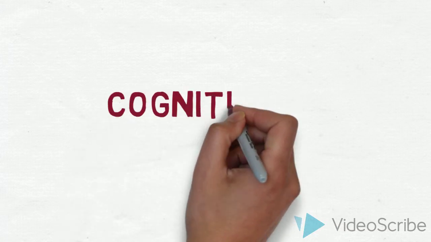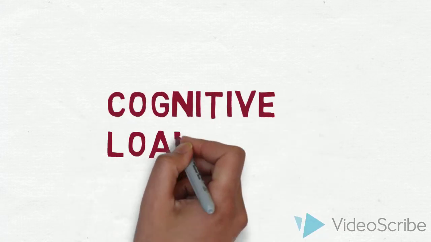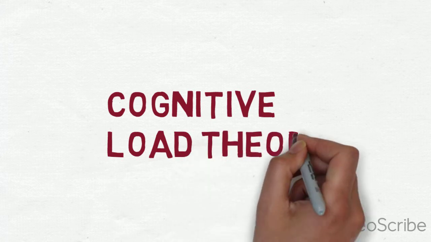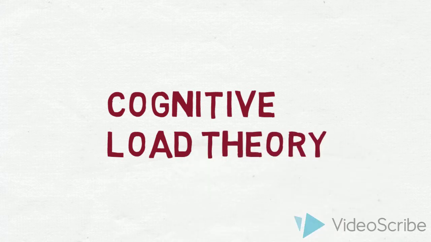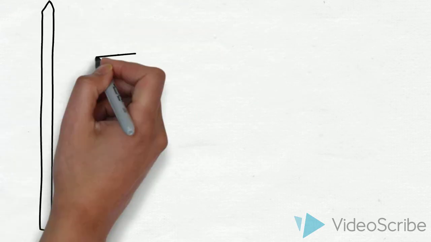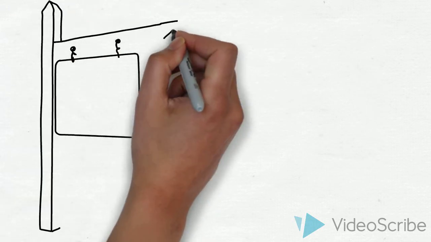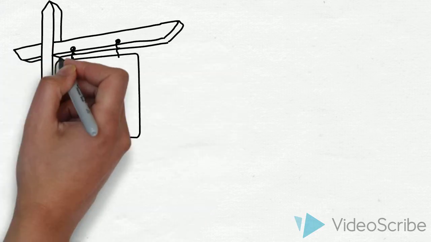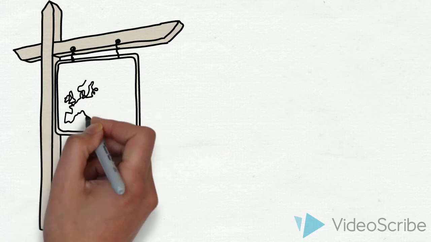Now we go back to our animated maps. We know now that we need to consider the limitations of working memory. This is known as cognitive load theory. Now, why is this important for cartography? Let's consider a map that you have never seen before.